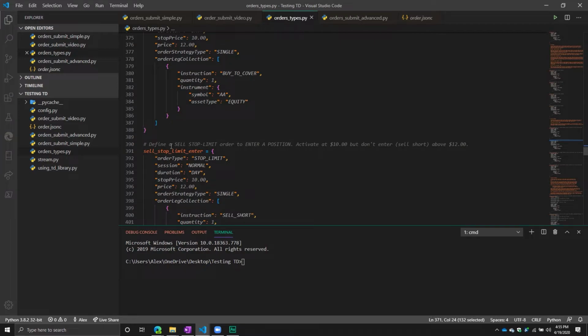We're now going to go on to the next one, which is a sell stop limit to enter a position. Activate at 10, but don't enter, sell short. And in this case, we want that one to be 9. So this one's again a little bit different.